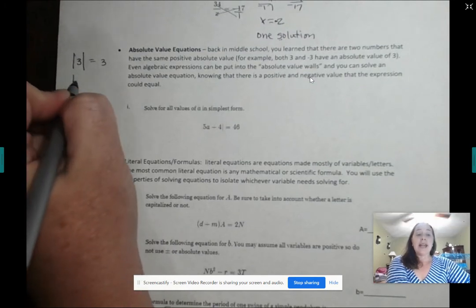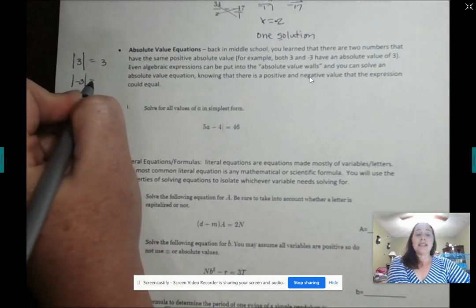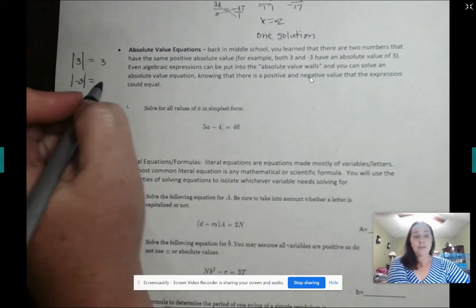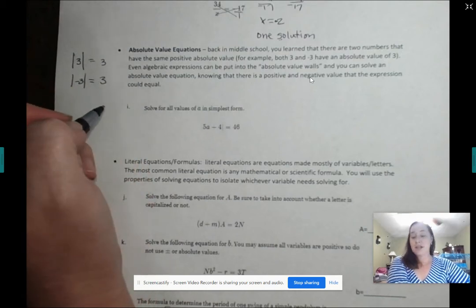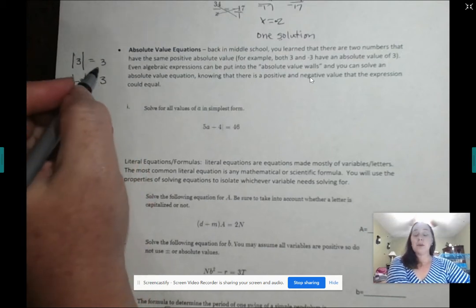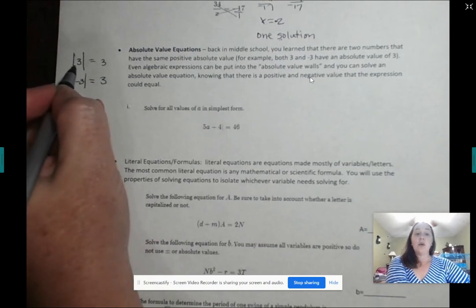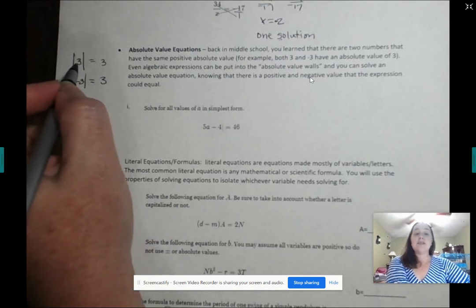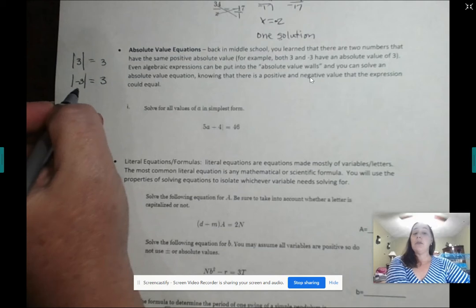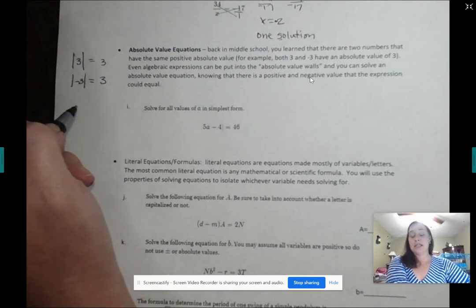But what about negative 3? How far away is it on the number line from 0? It is also 3 units from 0. These both have the same absolute value. One of these numbers could have been positive in here to get a 3, but one of these numbers could have been negative in here and still gotten positive 3.